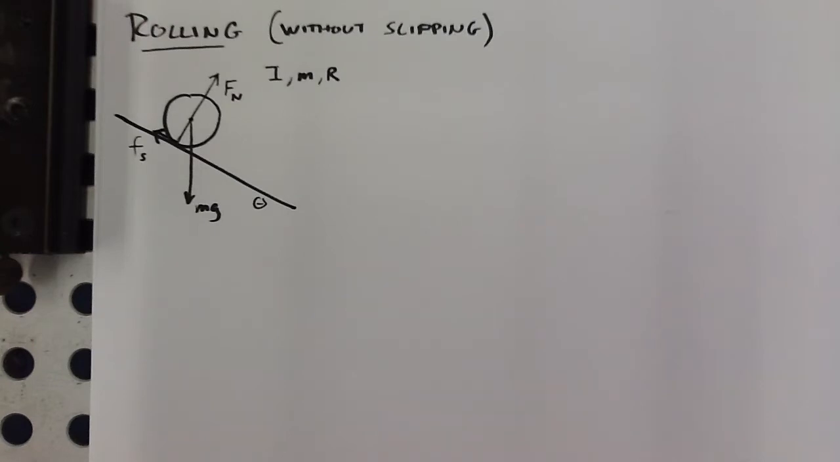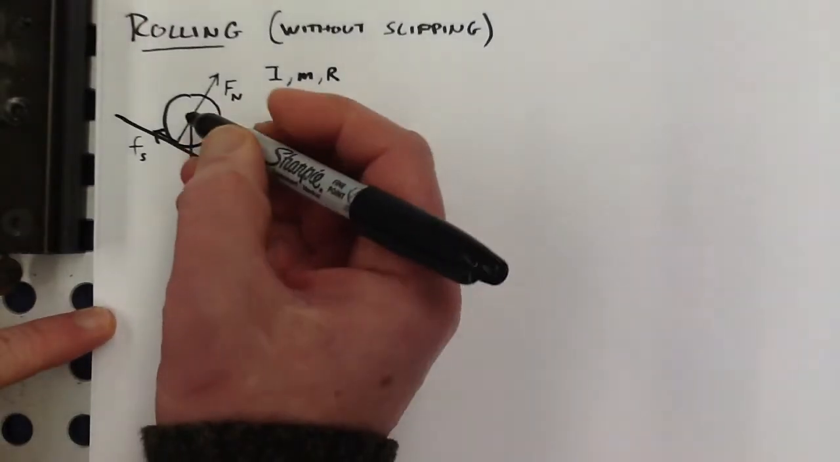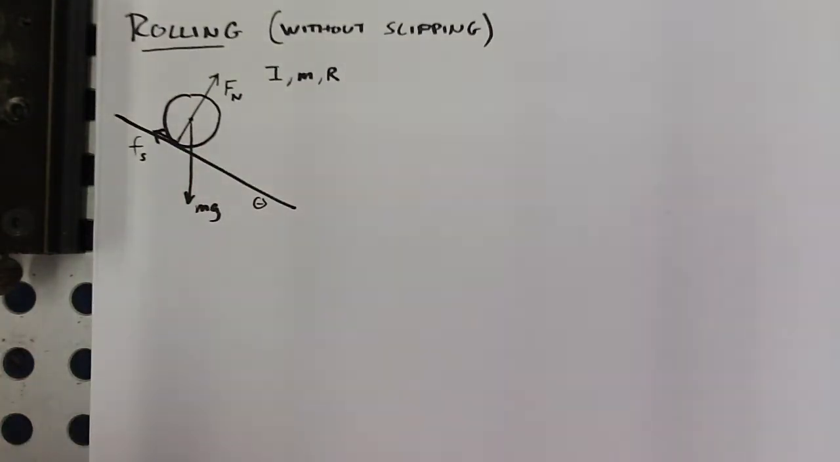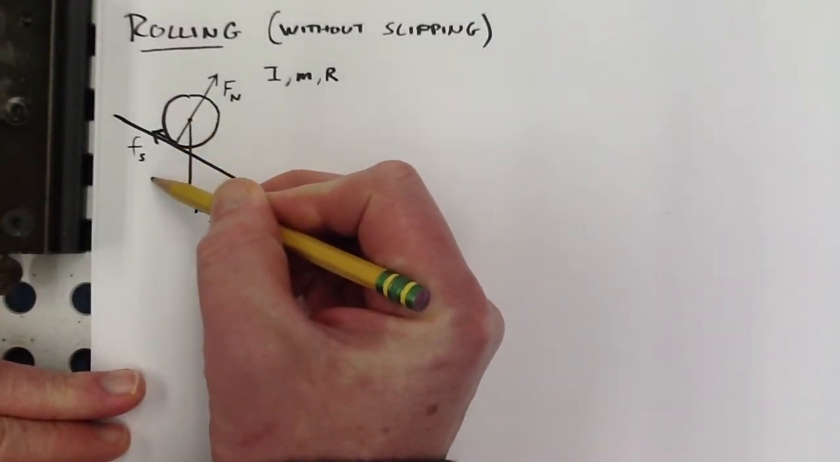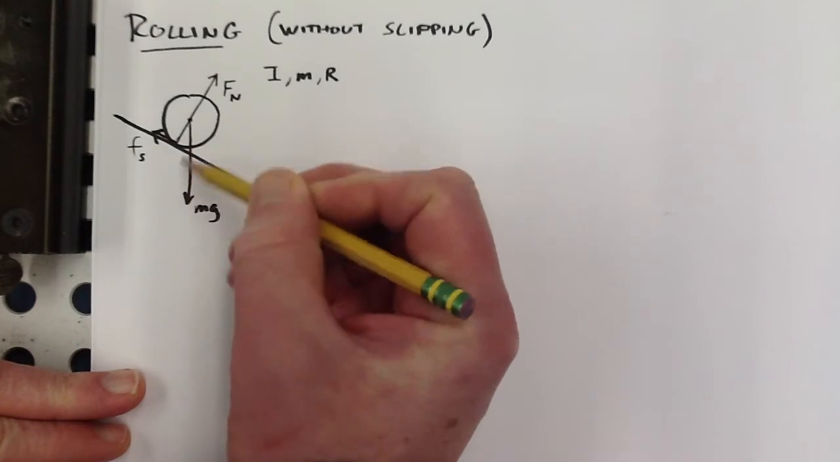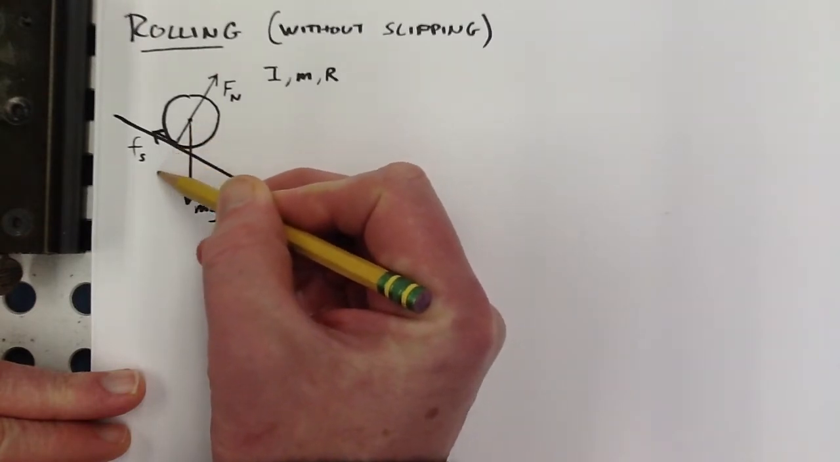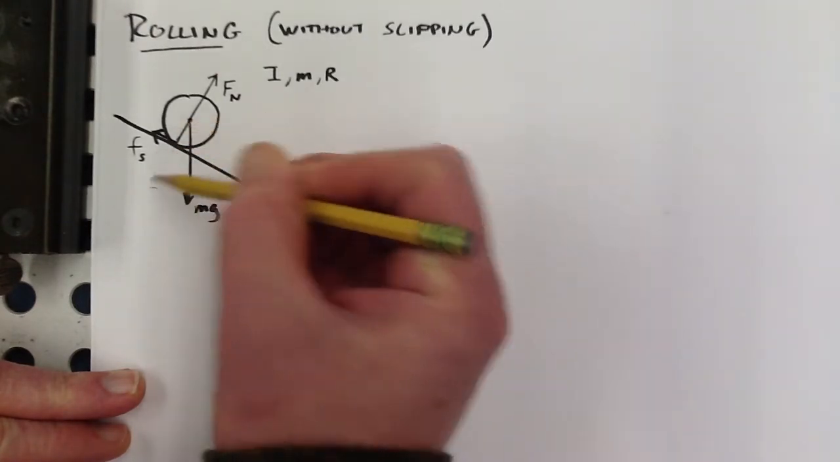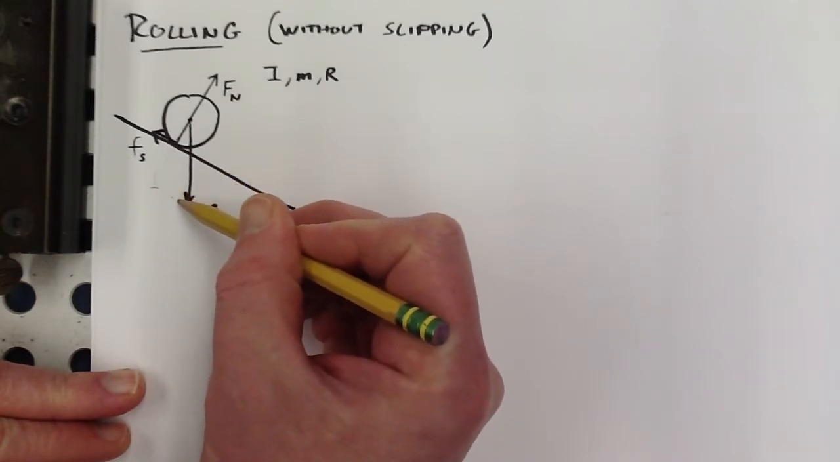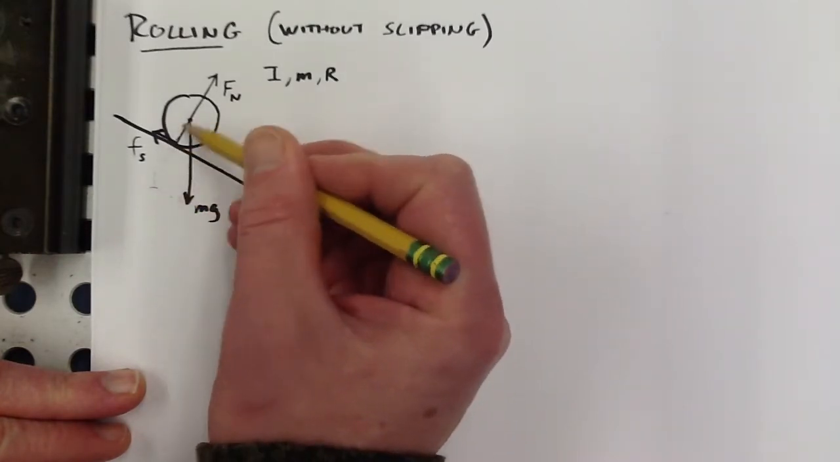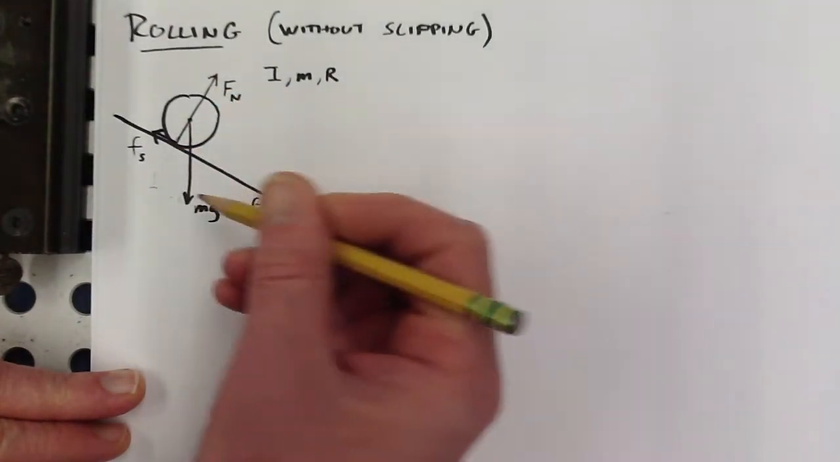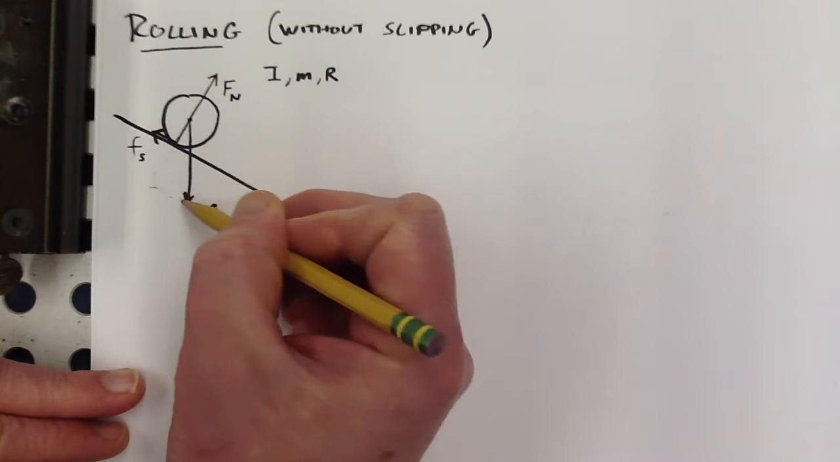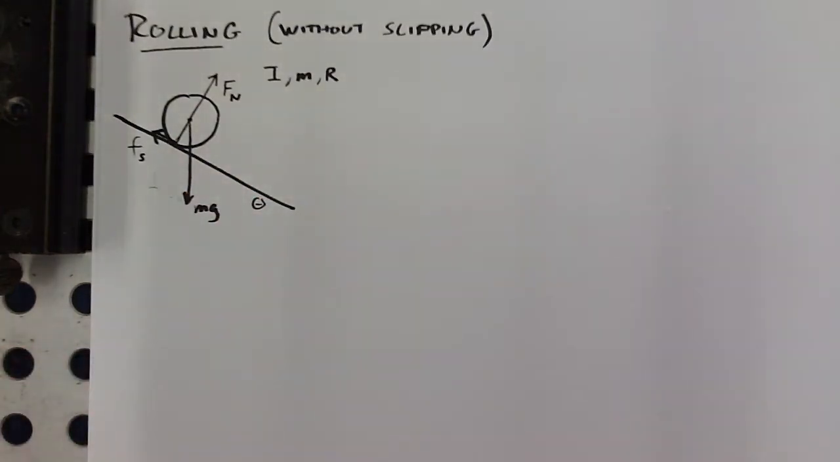Now, let me just talk about this. If I were to draw in the components of the gravitational force here, here's the cosine component, here's the sine. So this would be mg cosine theta, which would be equal to the normal force per usual. And then this would be mg sine theta down the ramp.